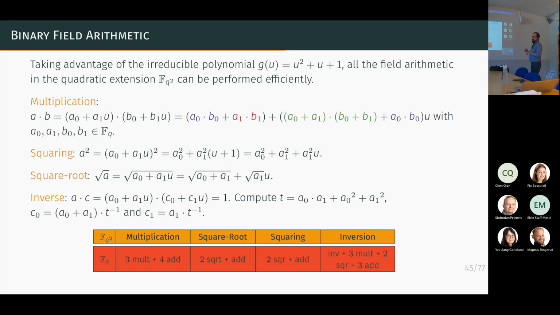So this is the outcome of this. If you have the base field implemented, you can implement the quadratic extension with, for multiplication, 3 multiplications in the base field plus additions. For square root, it's just square roots again. Squaring is just 2 squarings. And for inversion, 1 inversion in the base field plus some other operations. Of course, the inversion in the base field dominates there because that's too expensive.